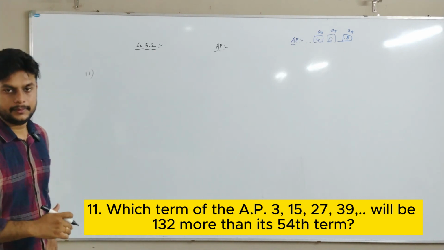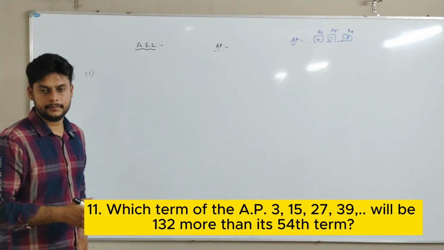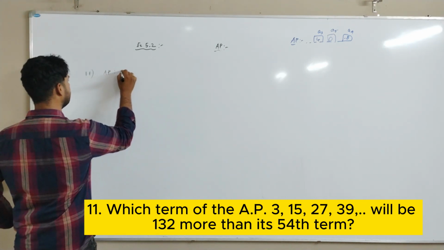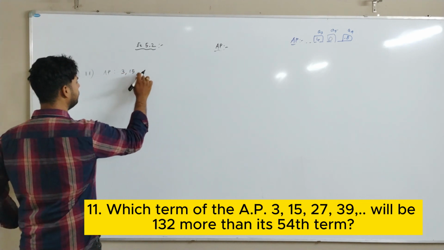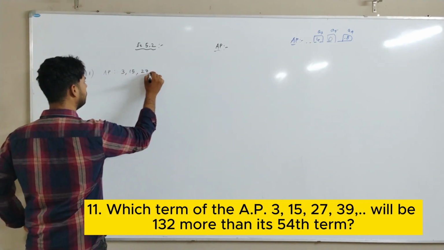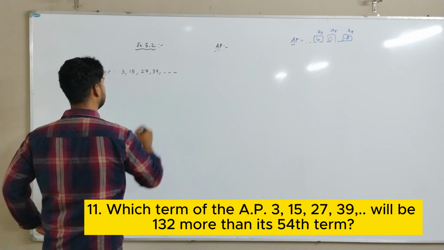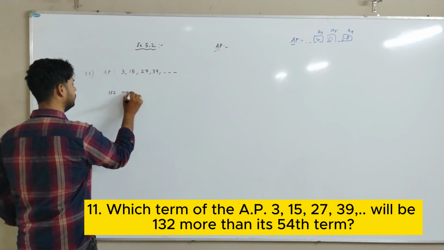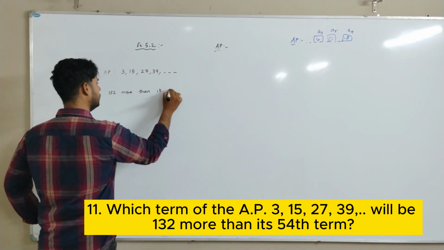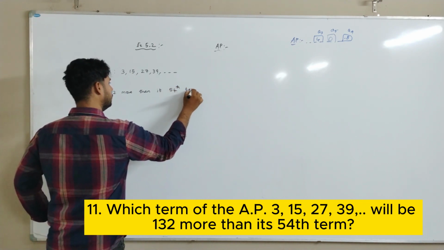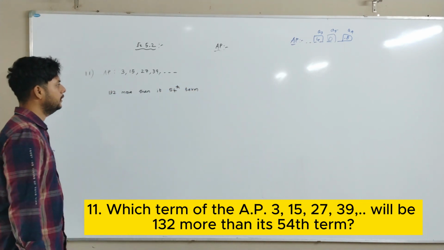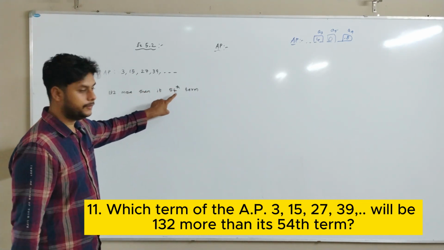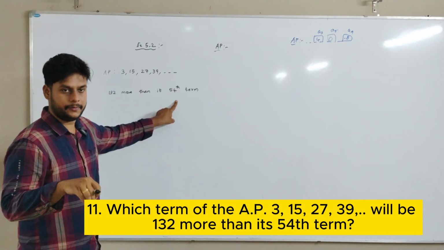Read. Each term of the AP 3, 15, 27, 39, and so on will be 132 more than its 54th term. So we don't know how much the 54th term is. This is the AP. Okay. First I will find the 54th term.